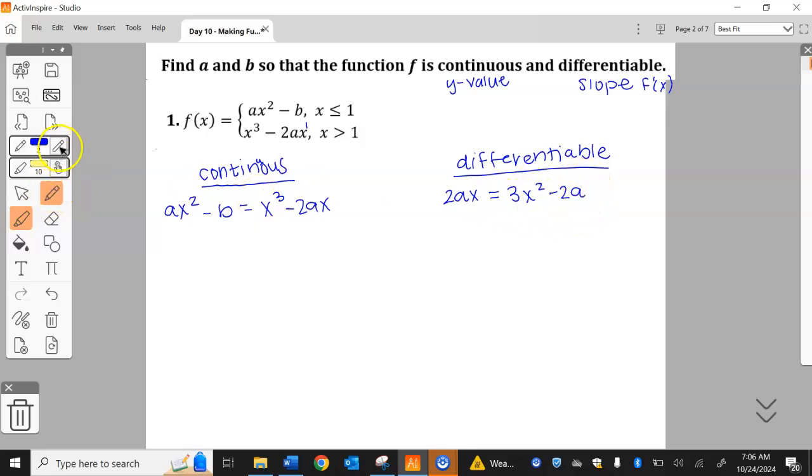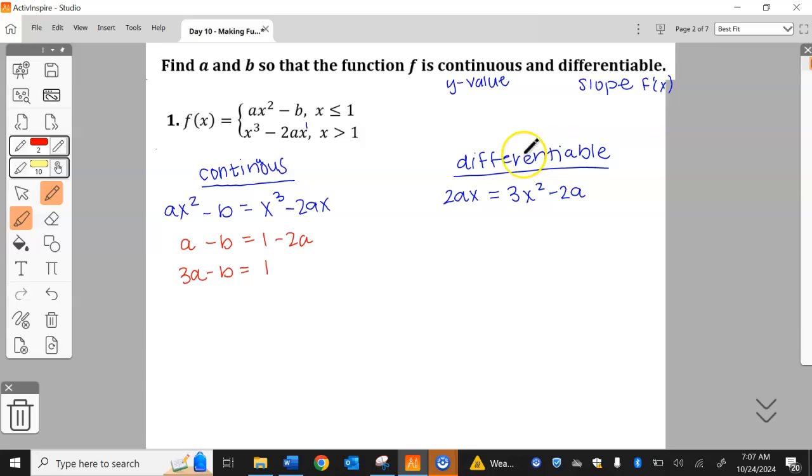Now to solve this, I am just going to take my x value from the inequality, which is x equals 1, and plug it in for all my x's. So 1 squared is 1 times a is a, minus b equals 1 cubed is 1, minus 2a times 1 minus 2a. Now when I have two variables in my equation, I'm going to move all my variables to one side. So move the 2a. That'll give me 3a minus b equals 1.